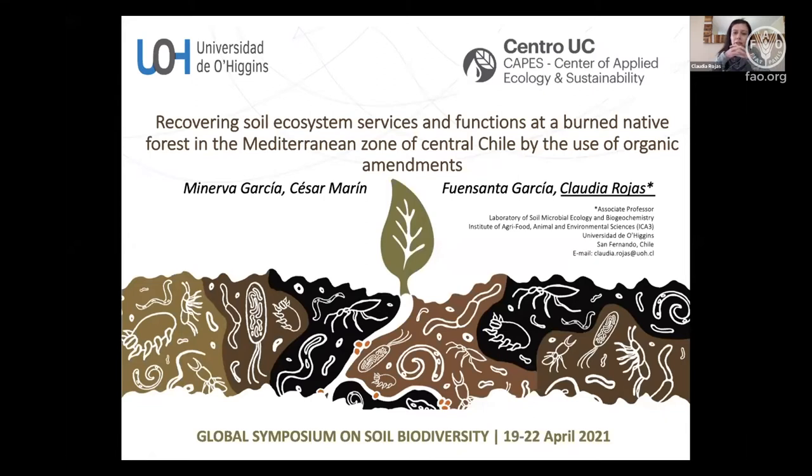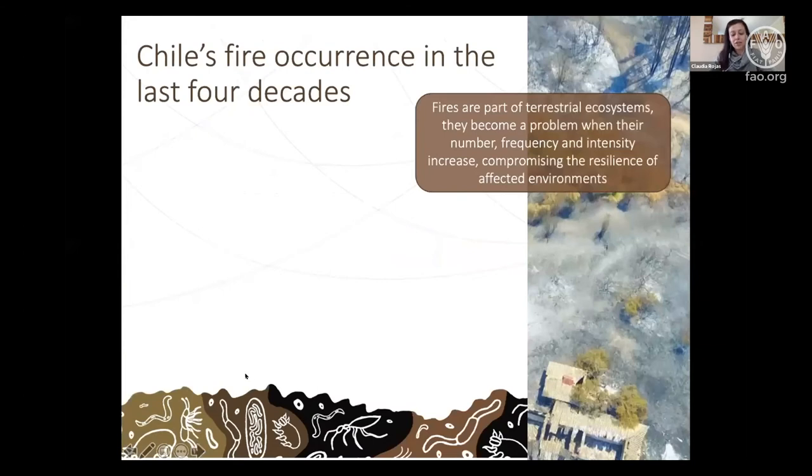in soil that has been affected by fires, especially in a Mediterranean forest, which is typical of central Chile. I wanted to start by acknowledging the importance of fires in shaping the structure of forest ecosystems. We do know that they are important to shape the structure and help the resilience of those ecosystems. The problem is when the fires increase in number, frequency, intensity, and of course, the amount of area that is affected.